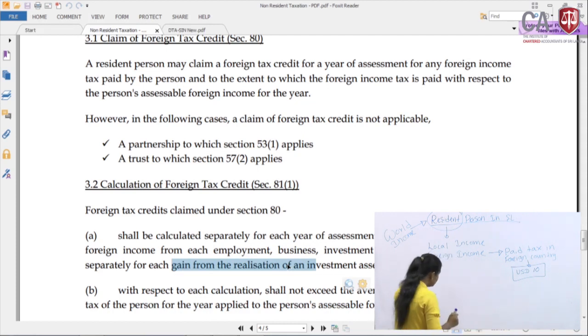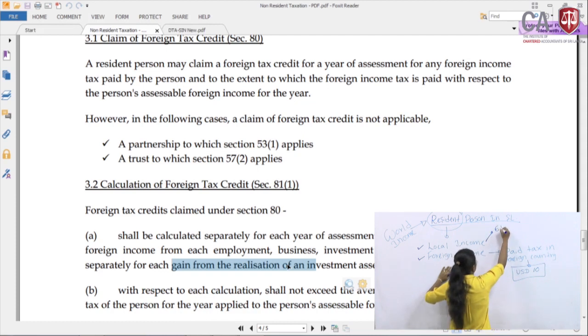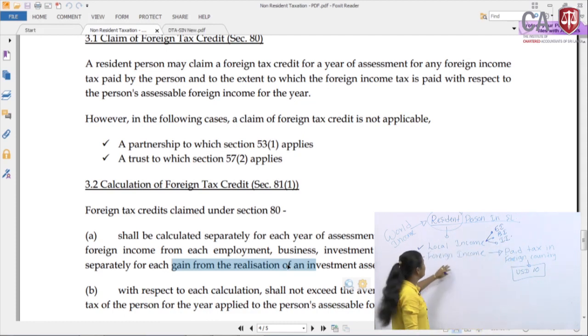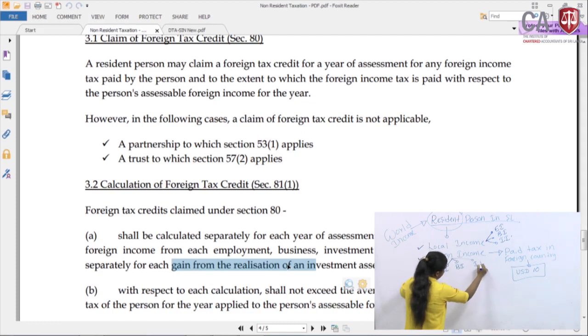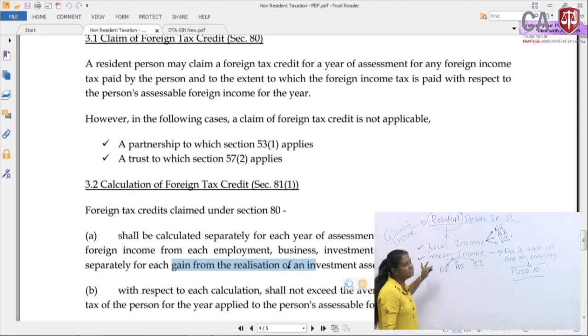What does this mean? You should separately recognize local income and foreign income. In an in-depth analysis, the local employment income, business income and investment income you have to recognize separately. And foreign employment income, business income, investment income, or other income, both should be recognized separately. Is this clear? You have to recognize the sources of income separately under these two headings. Then only can you deduct the foreign tax credit in a very clear manner.